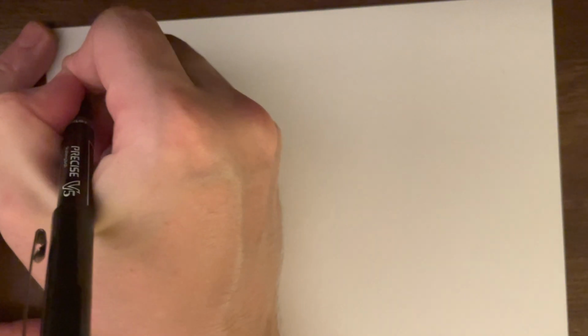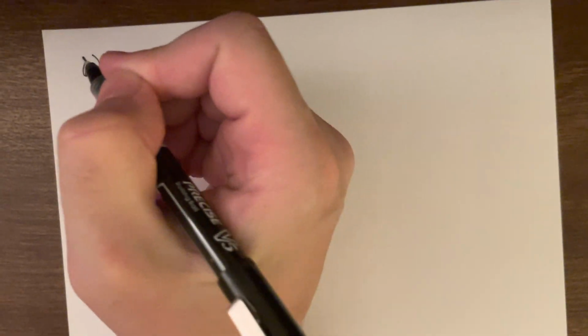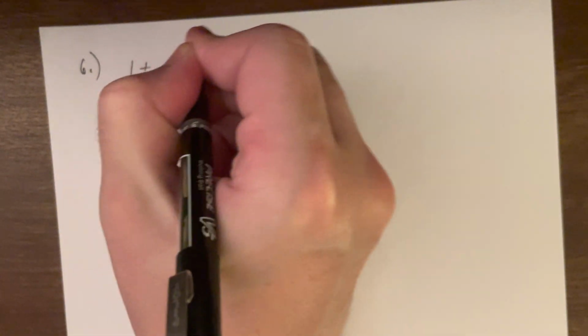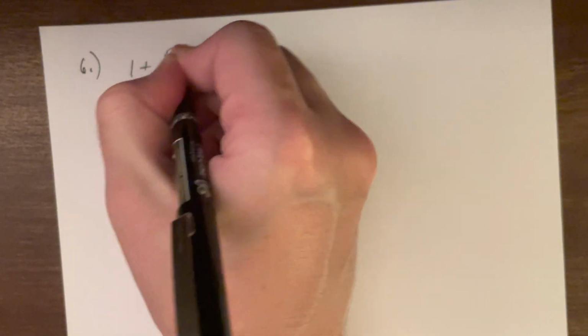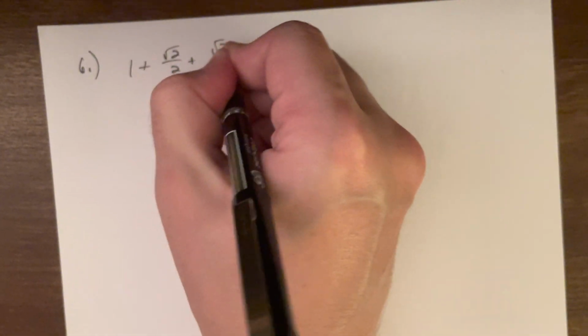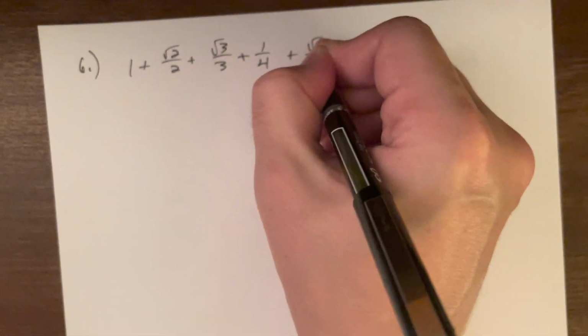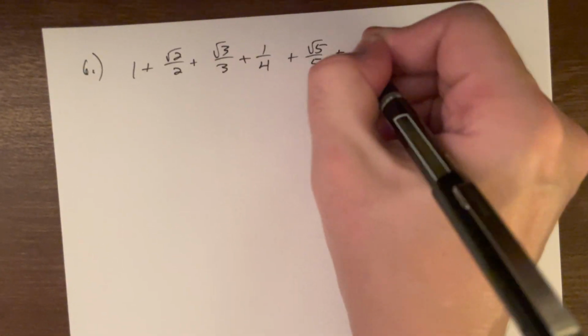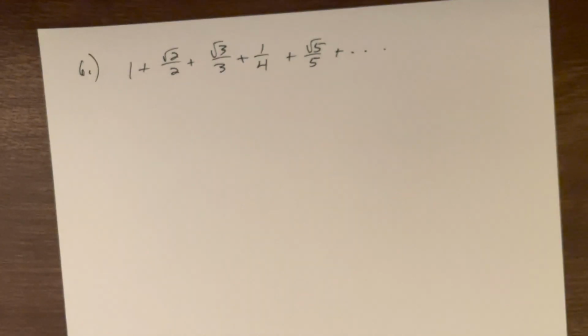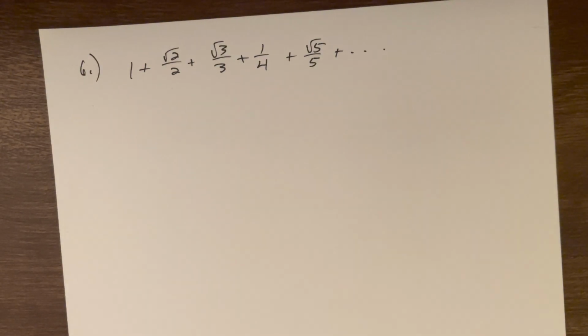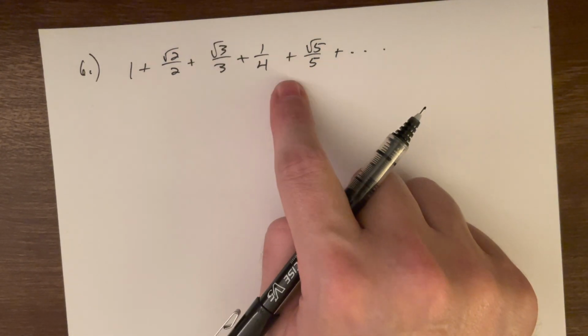So now problem number 6, still converge, diverge. For problem number 6, again, we're going to look at a bunch of terms. 1 plus radical 2 over 2 plus radical 3 over 3 plus 1/4 plus radical 5 over 5 plus dot, dot, dot. What do we think about this one?